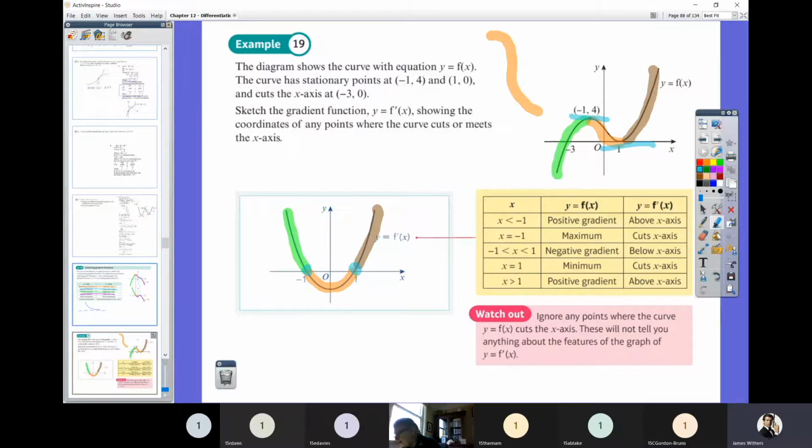Now that bit in orange in the middle, just think about it. It's going to be below the x-axis because it's going downwards, but it's getting steeper going downwards to start with, hence why the first part on the gradient function is going downwards. This bit here, that's going downwards. Can you just see that blue circle coming through? That's going downwards because we're on that part of the curve while it's going downwards at an increasing rate.